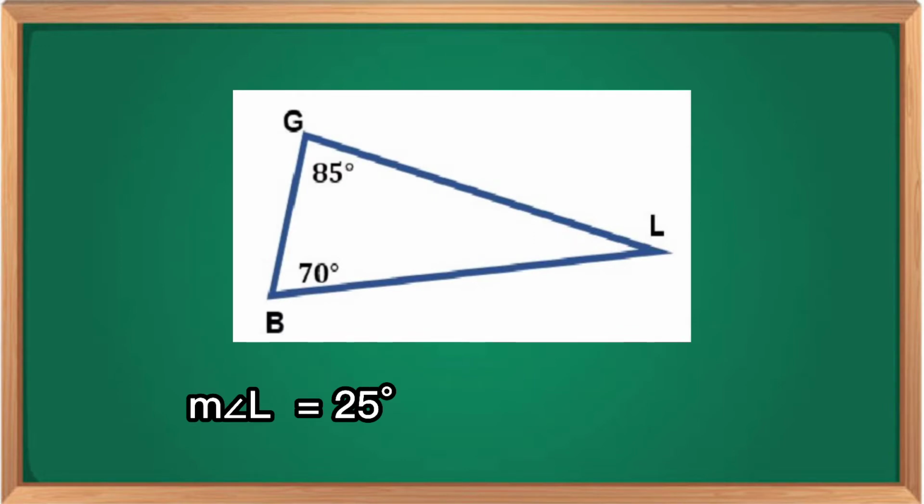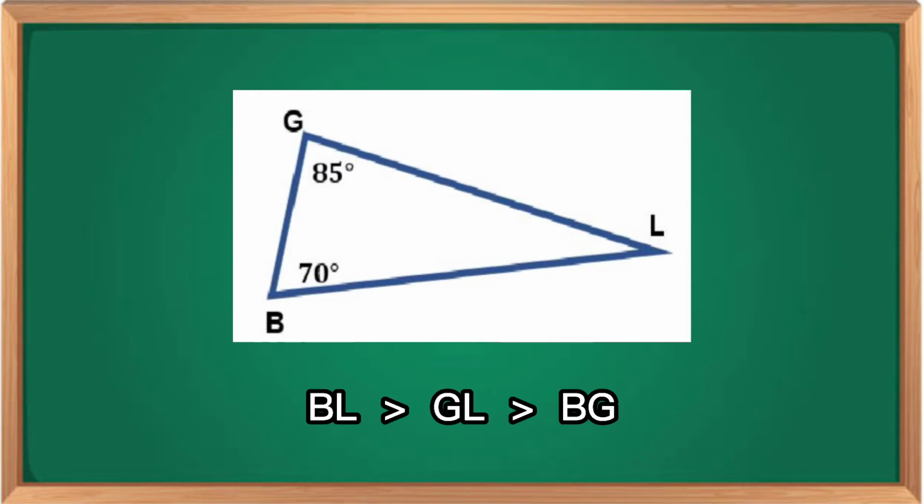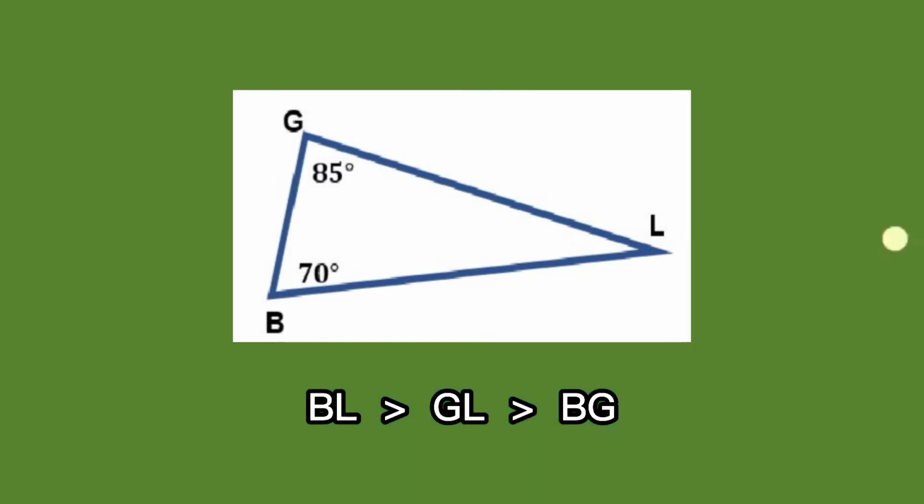By Theorem 2, since angle L is the smallest angle, BG, the side opposite, is the shortest side. Also, since angle G is the largest angle, BL, which is the side opposite, is the longest side. Hence, BL is greater than GL, greater than BG.